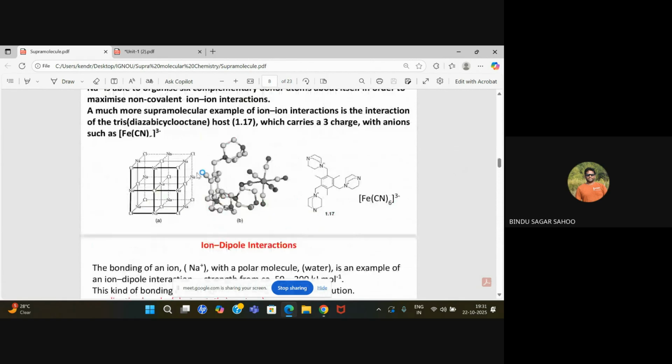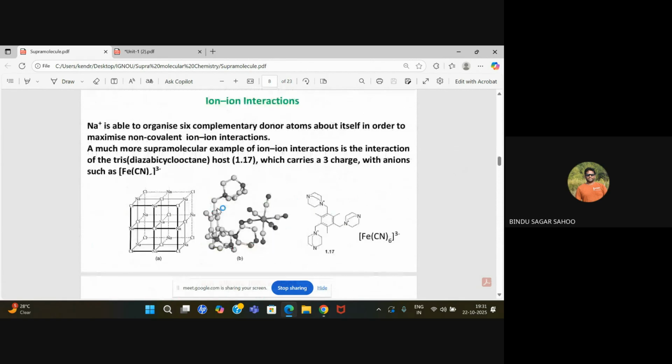And this is ion-ion interaction. Here the charge is 3 minus, and this one is tris diaza bicyclooctane. Overall this charge will be 3 plus, and here it is 3 minus. The 3 plus charge will be neutralized by the 3 minus charge.